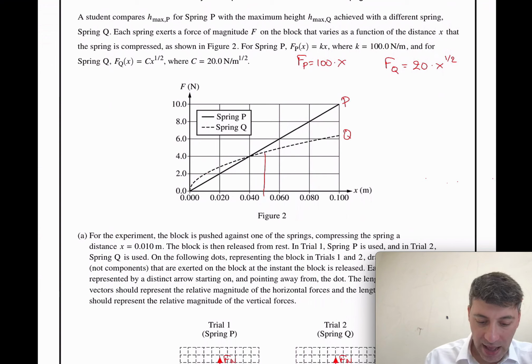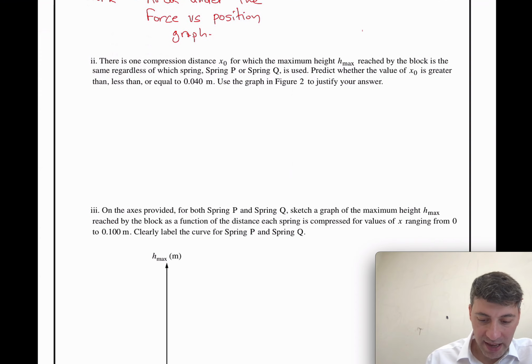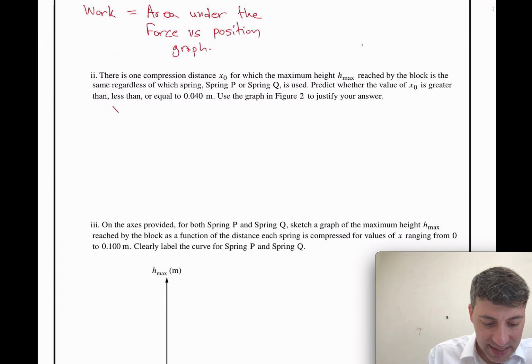So at some point here, the area under the bold graph for P and the area under the dotted graph for Q will become approximately equal. I suspect that this will be approximately at 0.060 meters. So we need to say that this distance XO is definitely greater than 0.040 meters.